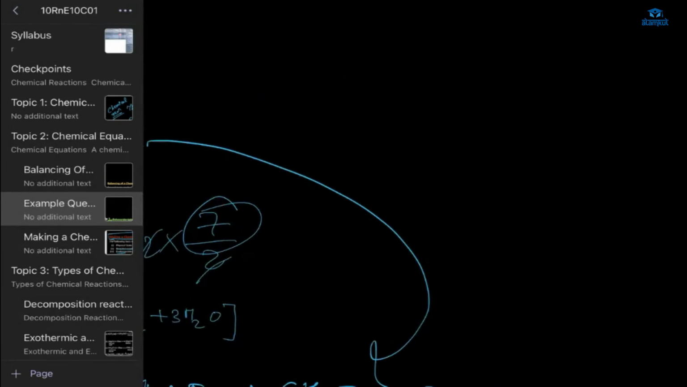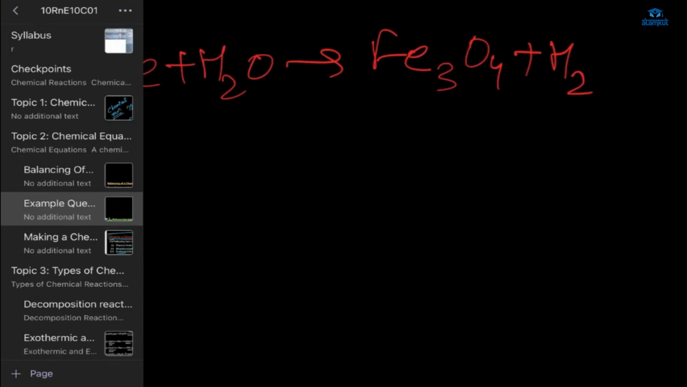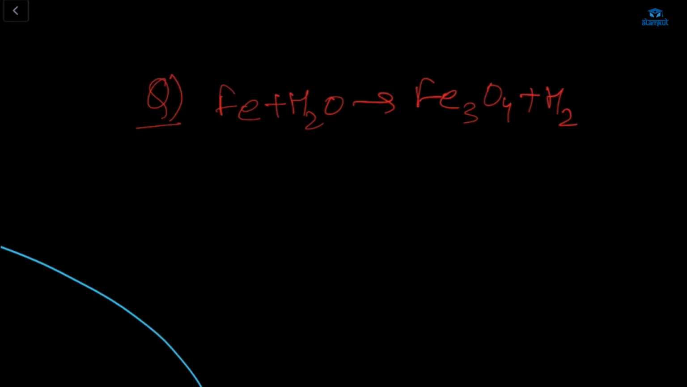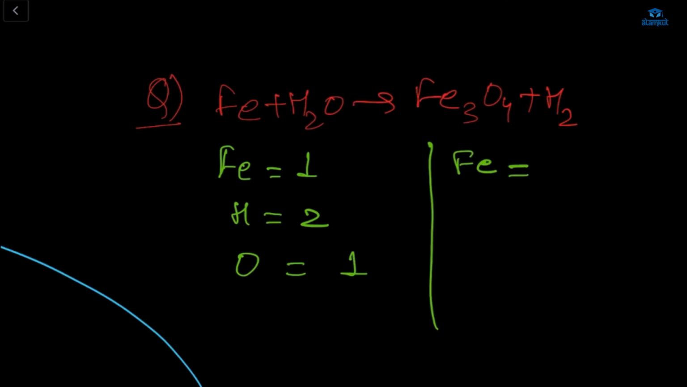The question is: if Fe plus H2O gives Fe3O4 plus H2, what is the balanced equation of this? You got it? Got it? Okay. Just a minute. Here my Fe is 1, my hydrogen is 2, my oxygen is 1. Is it going to be 3Fe plus 4H2O giving the product Fe3O4 plus 4H2? Very good, Navya. Very, very good.